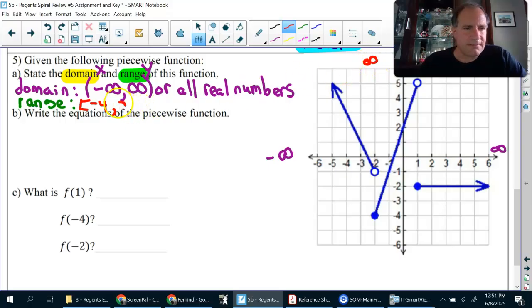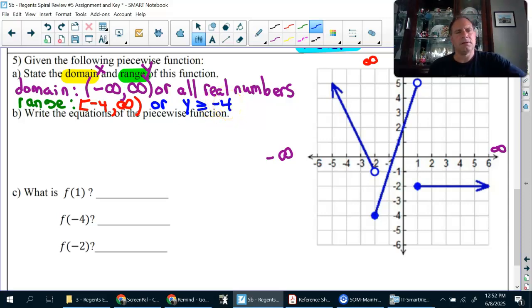So I'm going to put positive infinity. Remember, it's never equal to infinity. It is a positive infinity, and you are finished with that. Or you could write it like this, y is greater than or equal to -4. All right, so that's interval notation, and this range is as an inequality.